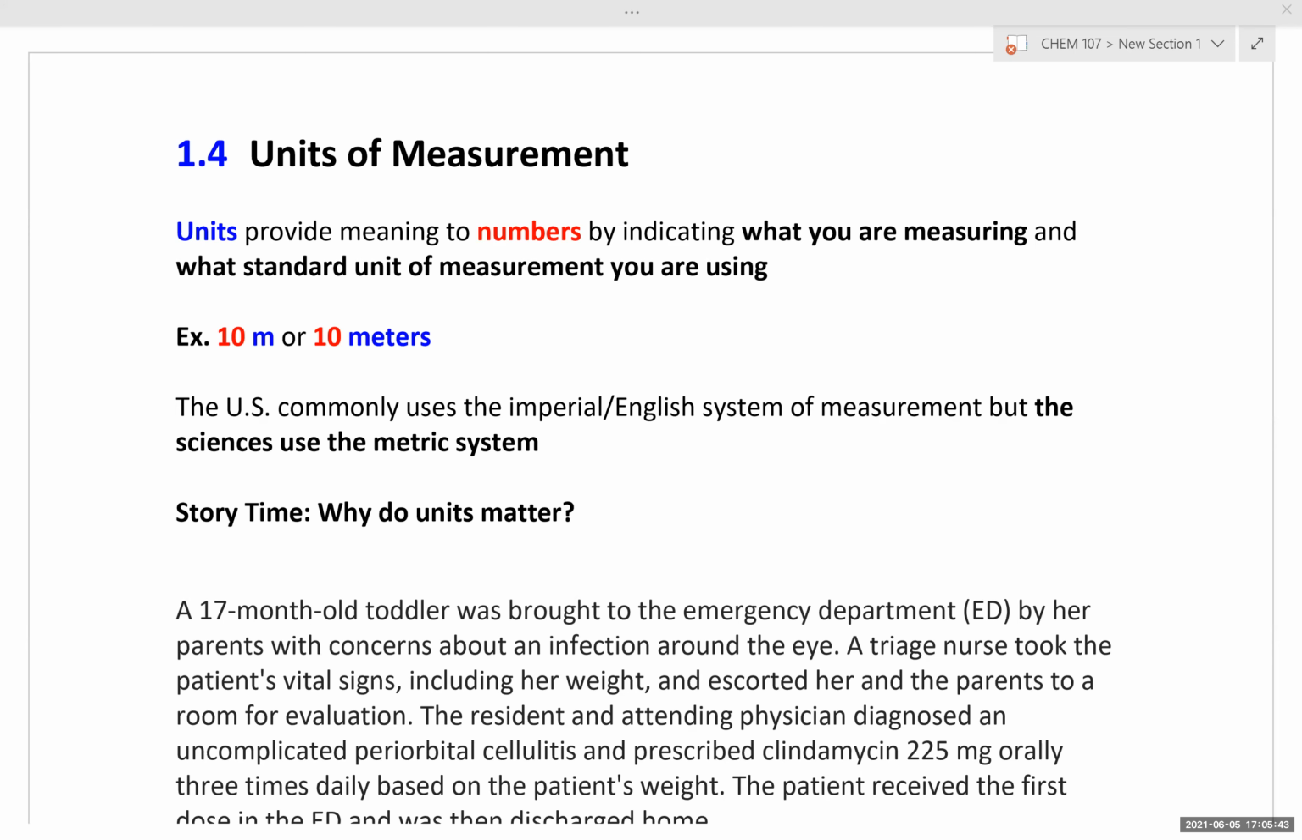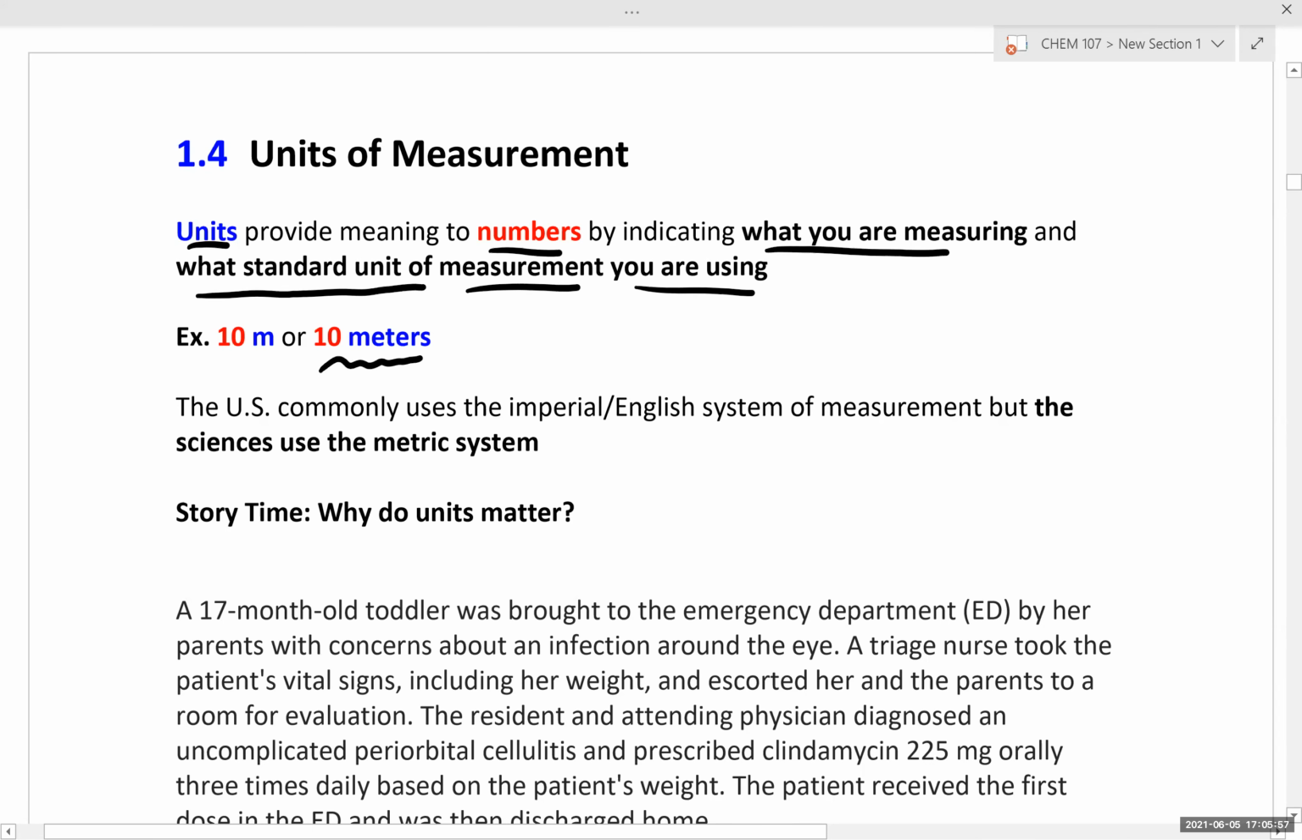So units provide meaning to numbers by indicating what you are measuring and what standard unit of measurement you are using. So for example, 10 meters. 10 is just a number. It doesn't have any inherent meaning in our physical world until we apply a unit. Now, because we're looking at 10 meters, we know that we're describing a unit of length.